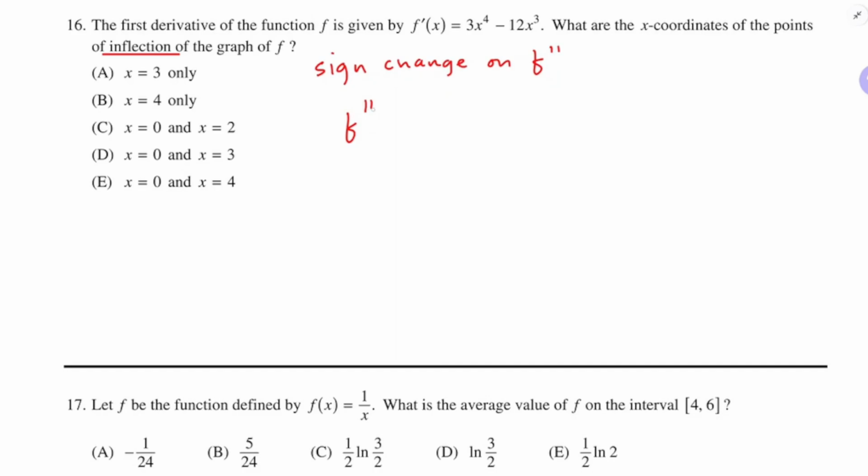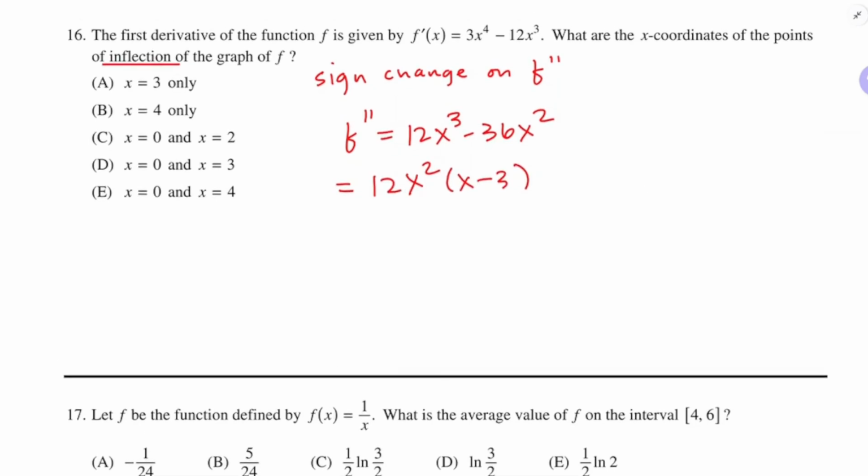So f double prime is going to be 12x^3 minus 36x^2. There's going to be a fake inflection point here, so I'm going to factor out the x^2. And, if you wanted, whoops, that's not how this one works. You could also factor out the 12, and have an x minus 3. And then, okay, I know what this looks like, a third-degree polynomial with a positive leading coefficient. Now, you could make a sign chart for this as well, but I can see what's going to happen.